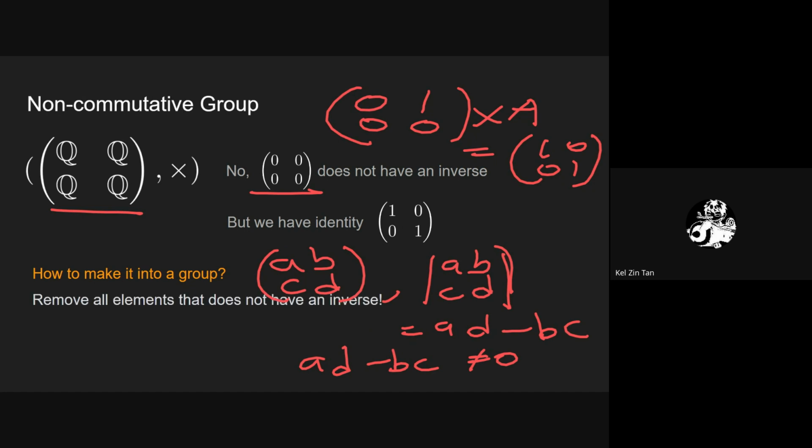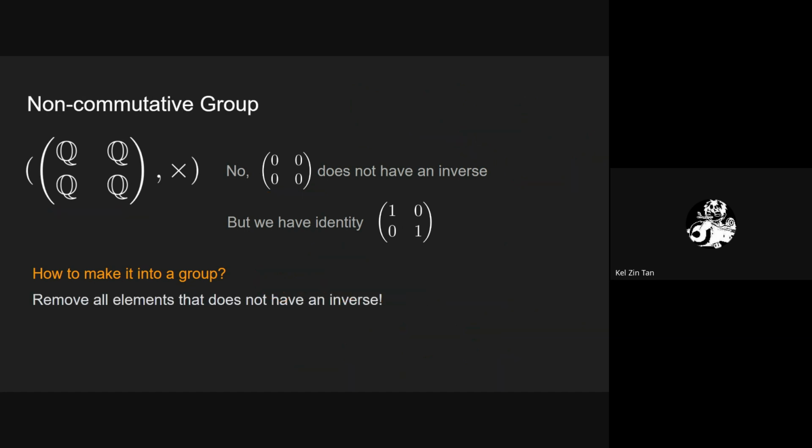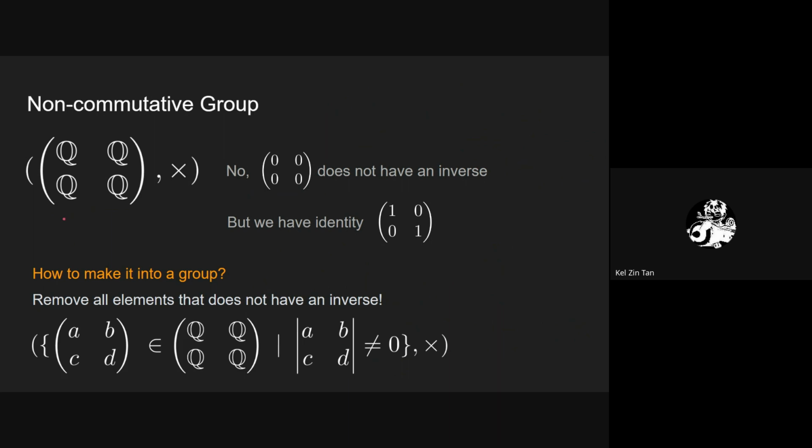Actually, we can do something like this. We remove all the elements that do not have an inverse. So basically what I'm saying here is I include all the elements A, B, C, D, and I only include the elements where the determinant, which is equal to AD minus BC, is not equal to 0. If AD minus BC is not equal to 0, then I put it in the set and then I do the multiplication.